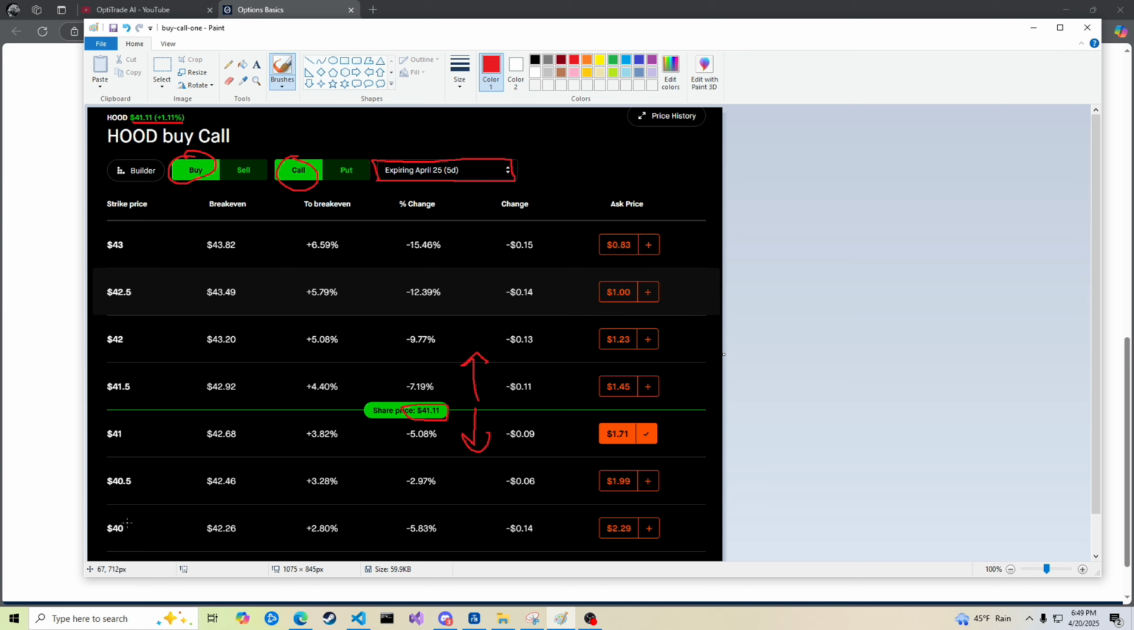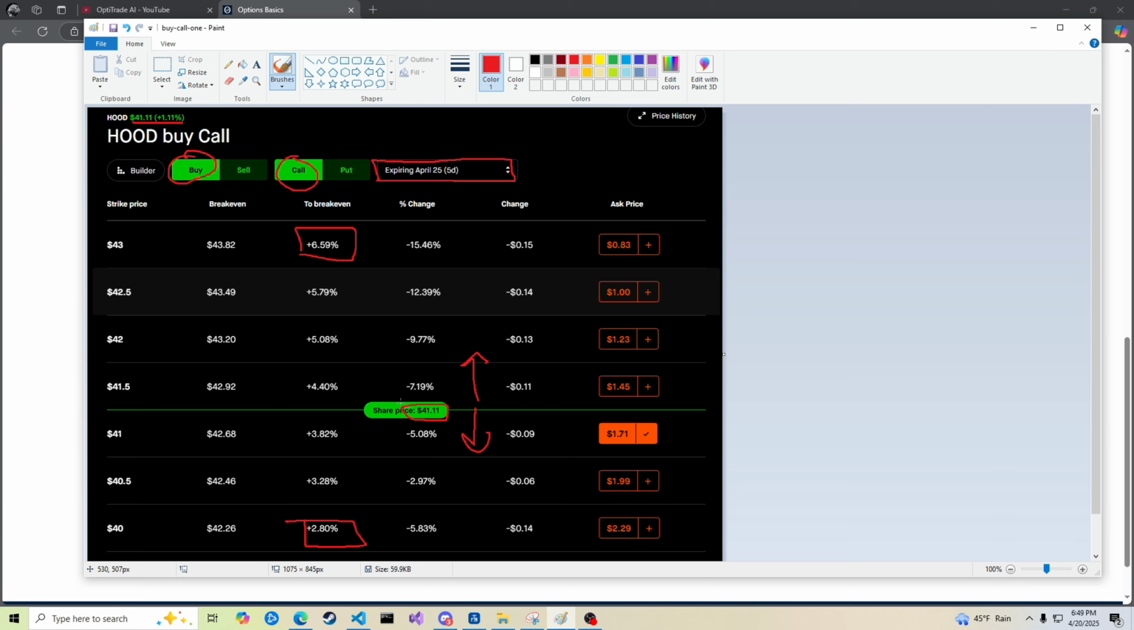You can see here that if you bought the $40 strike price, the stock just has to go up simply 3% for you to profit. Whereas if you bought something out of the money, let's say this $43 strike price for $83 instead of $229, the stock has to go up about 6.5% for you to break even. Okay. So, all things to consider when you're buying a call option.